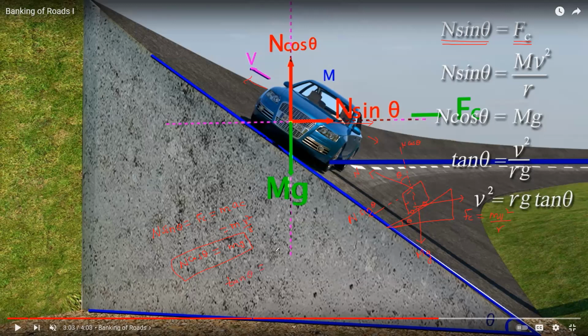So if we solve these equations, we get tan theta is equal to V square by Rg. From that, V square is equal to Rg tan theta. And V is equal to what, guys? Root over Rg tan theta. Okay.